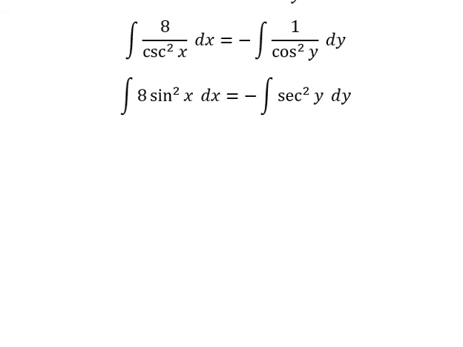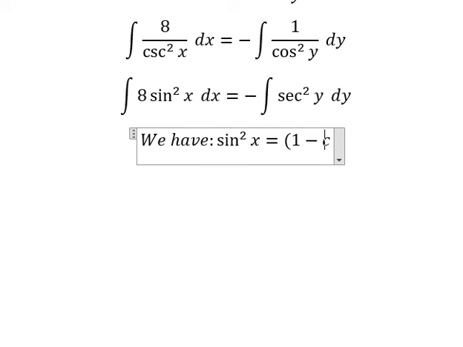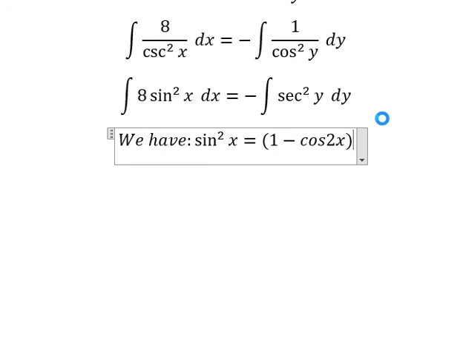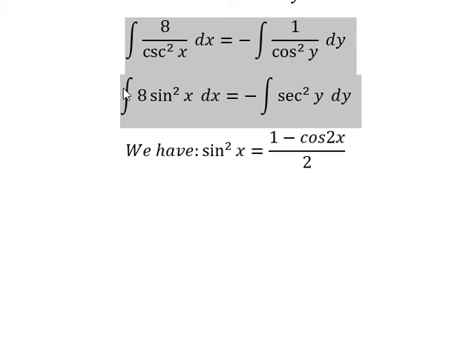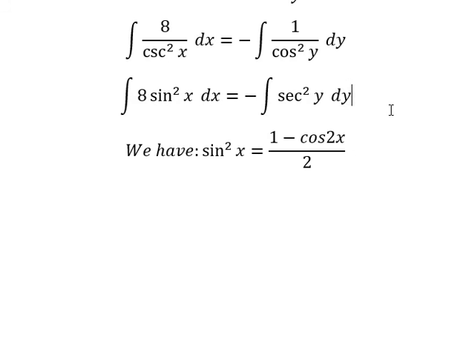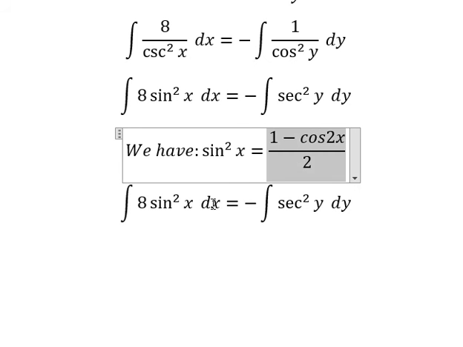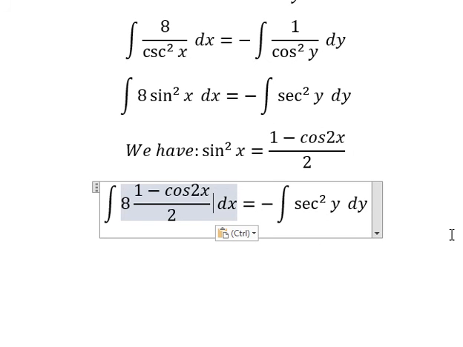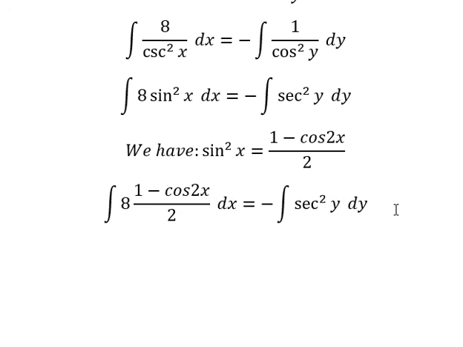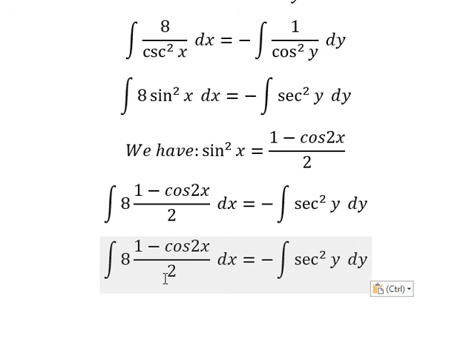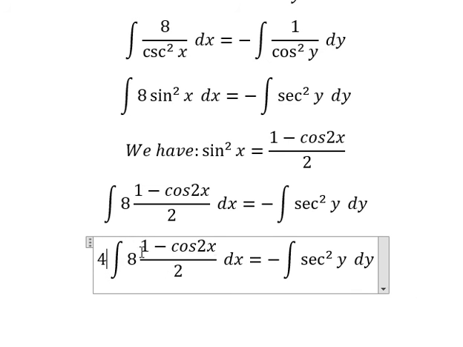Next, we have the formula sine x squared equals 1 minus cosine 2x over number 2. So I will put this one gone here. 8 divided by 2, we have number 4.